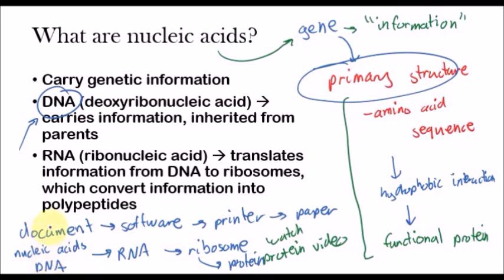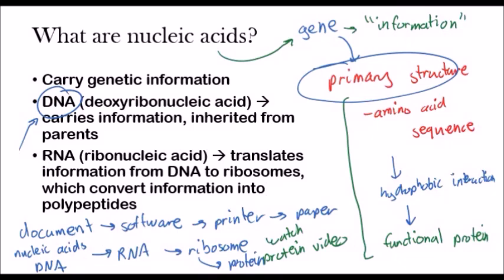So again, nucleic acids are the document, then it's converted by the software, kind of like how when you hit Control P, or file print, that's what the RNA does. It relays the information from the document to the printer, essentially DNA to ribosomes. Then the ribosome is the printer. It takes that information and actually physically makes it into a protein. Okay, so we got that cleared up.